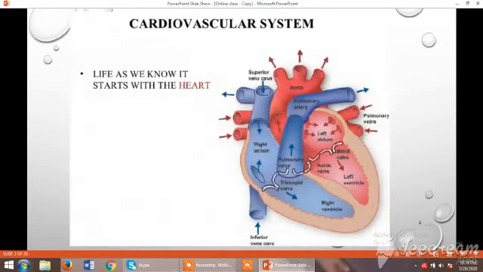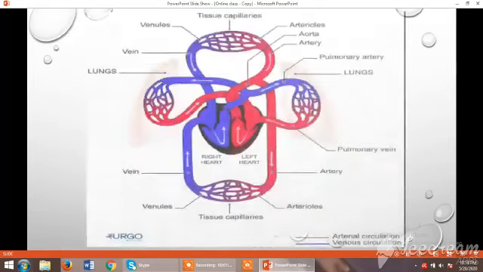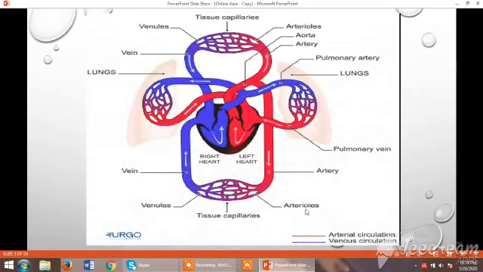Now, as you know, to easily understand blood pressure and total peripheral resistance, firstly you need to know about the cardiovascular system. We all know what it comprises: right ventricle, left ventricle, left atrium, right atrium, the vena cava system, aorta, artery, the pulmonary artery, and the pulmonary veins. You all know this from anatomy. Now, you also need to know the circulatory systems, that is the arterial circulation and the venous circulation.